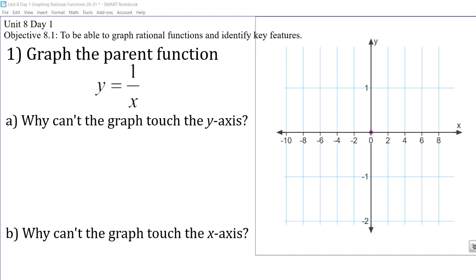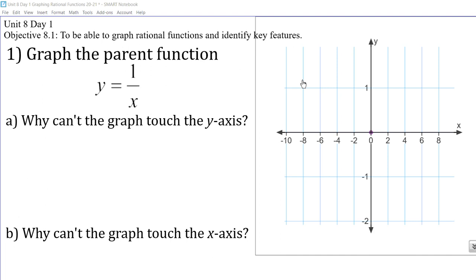So today we want to look at some rational functions, and the parent function of our rational function is y equals 1 over x. So if it was written in function notation, f of x equals 1 over x. So a way to quickly do this is we can think about starting with some inputs, like from -3 to 3, counting by ones, and seeing what we get out.